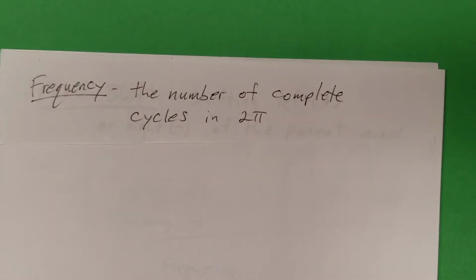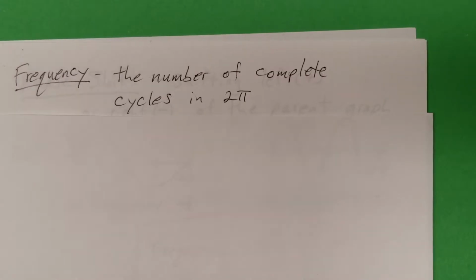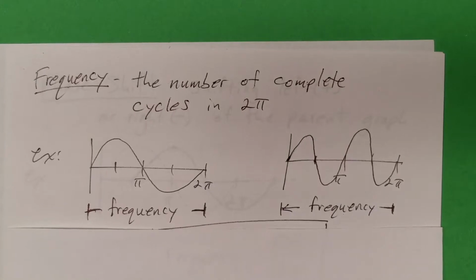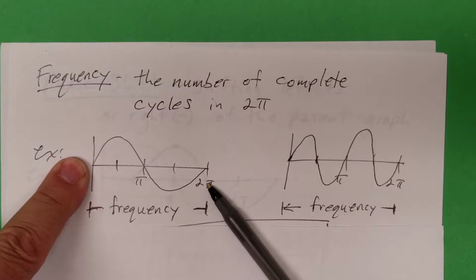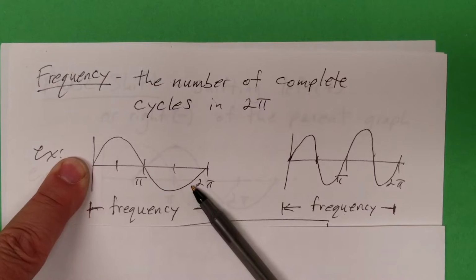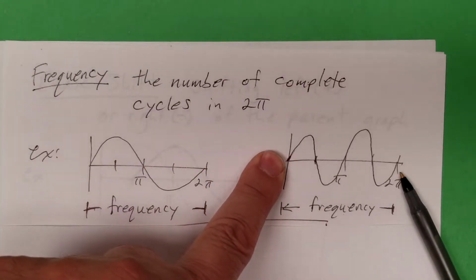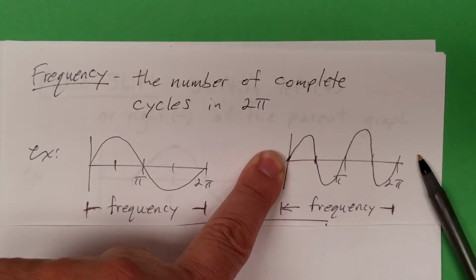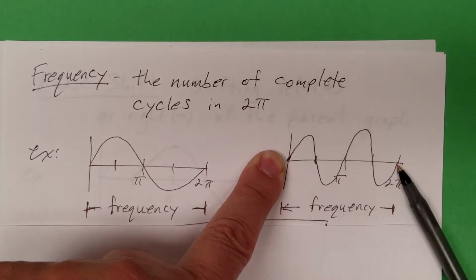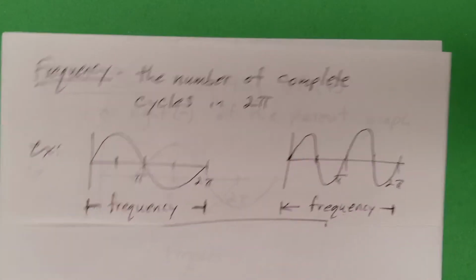Frequency. Frequency means the number of complete cycles in a circle. How many can you fit in a circle? Notice, this is a complete circle. How many cycles do you have there? 1. So the frequency is 1. This is a complete circle. How many cycles do you have here? Let's count. 1, 2. I have 2 cycles in a circle here. So that means the frequency is 2 there.